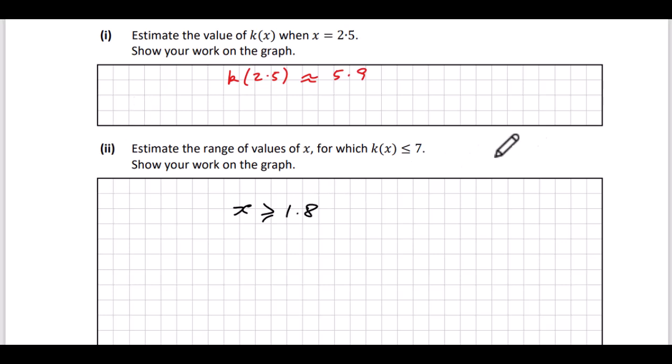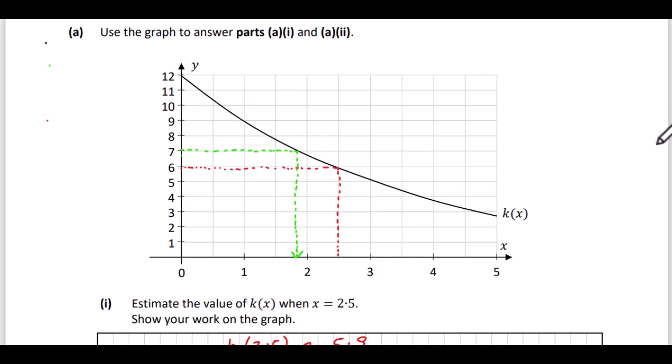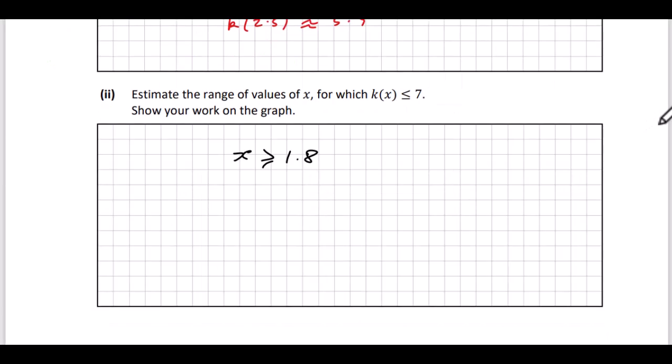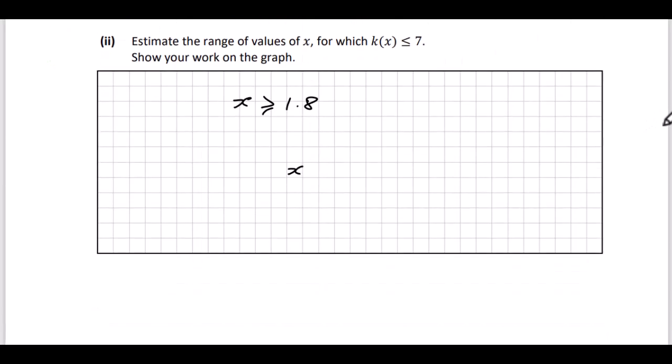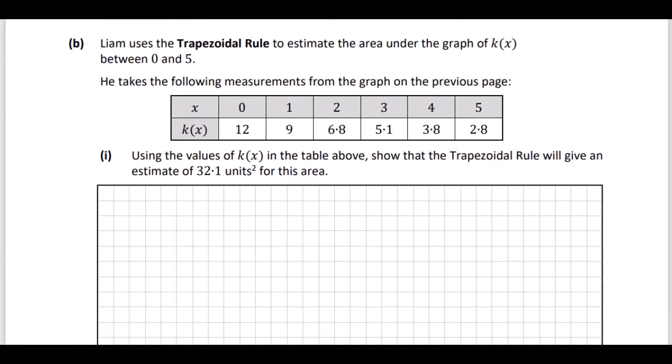Now there may be a second answer to this. If they're just talking about the graph itself, they may want us just to stop at 5. In which case you would write your answer like this: x is greater than or equal to 1.8, less than or equal to 5. Not sure about this, but strictly speaking it's this answer here. Okay, so that's part 2. Let's have a look at part B.